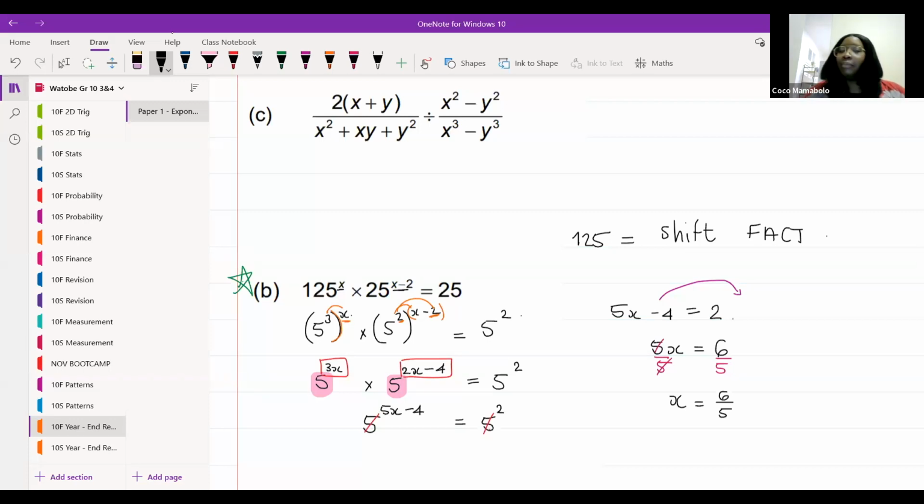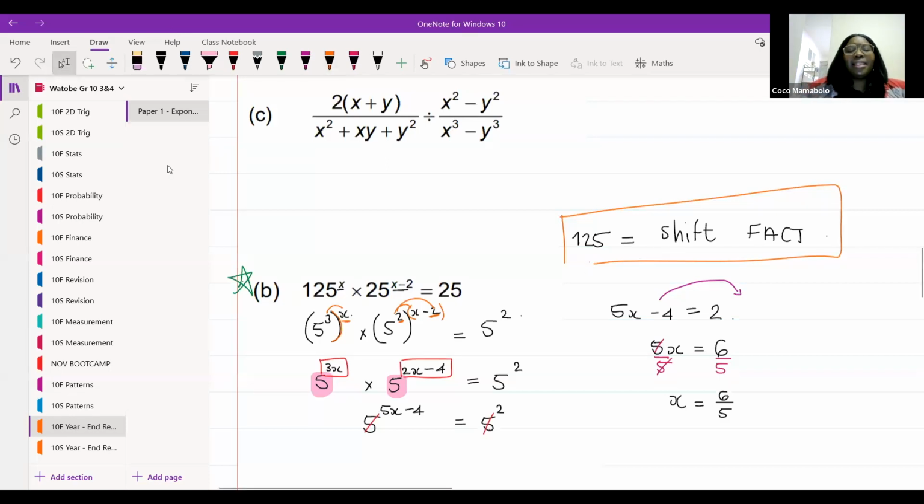I tried, ma'am. Love it. No, I absolutely love you for trying. Don't forget the shift fact thing. It's very important, especially when it comes to exponents. Okay. Yes, ma'am. Remember it. All right. Thank you, my sweetie, so much for helping with that question. Thank you so much.